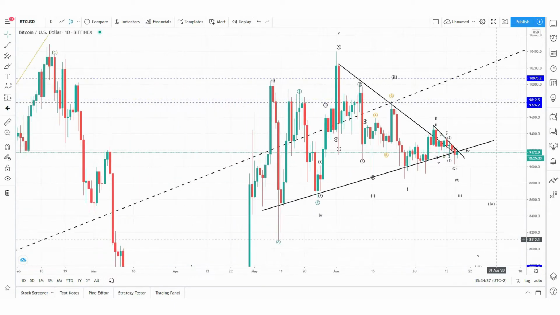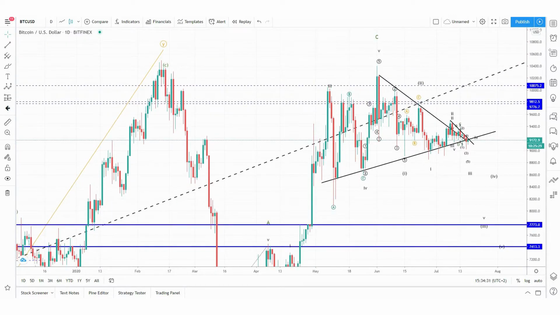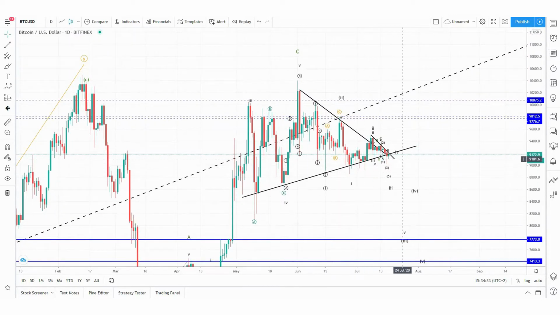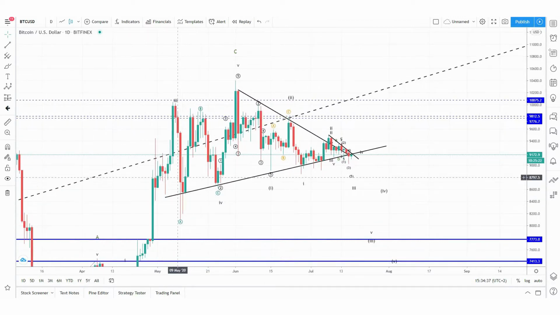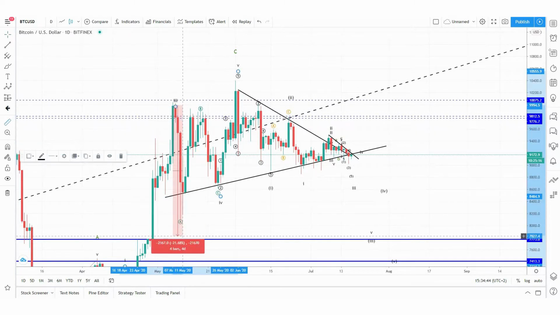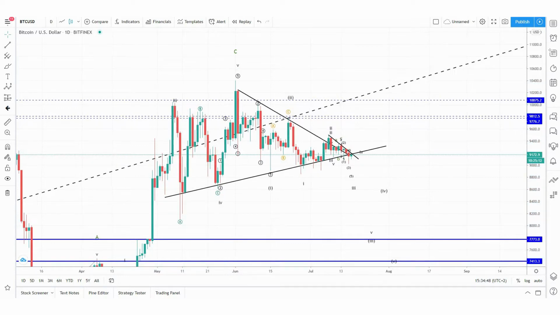Now, as you can see by looking at the daily chart, the price action of Bitcoin has been forming this higher degree triangle structure, which started back in May, around the 7th of May, when this first massive decrease of around 18.7% was made.